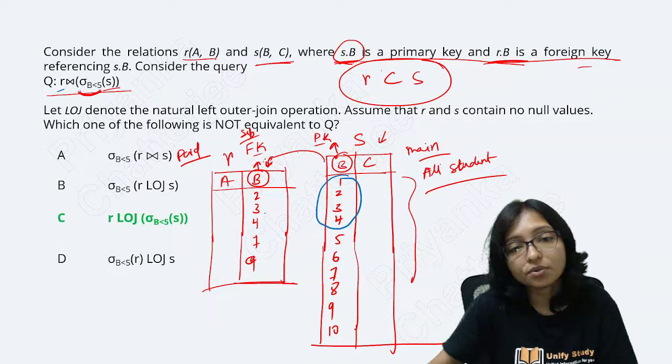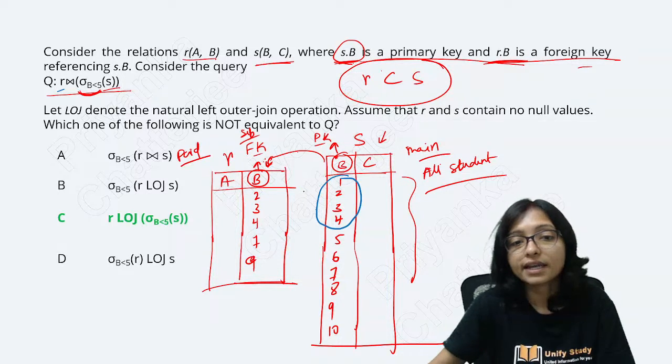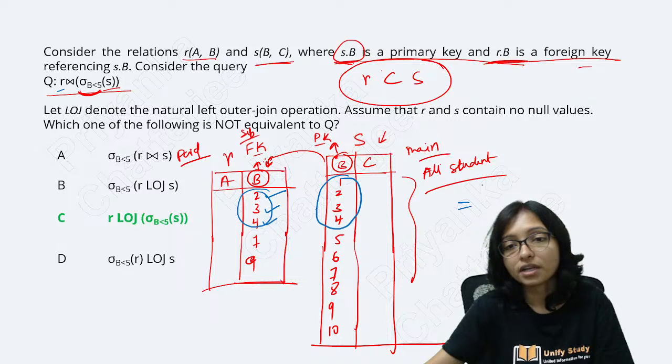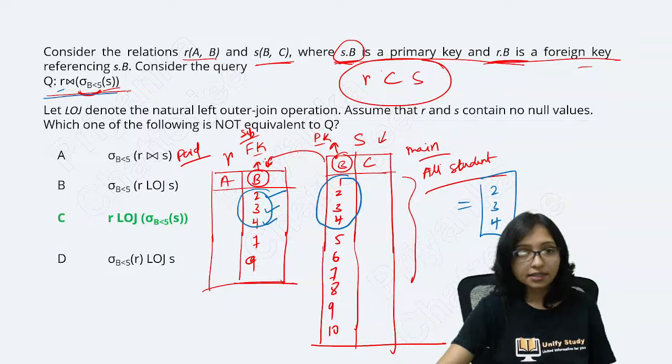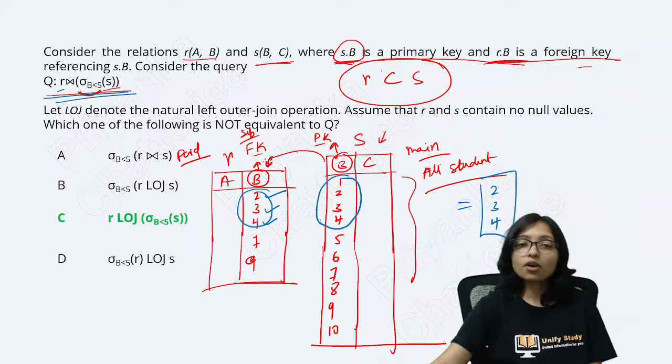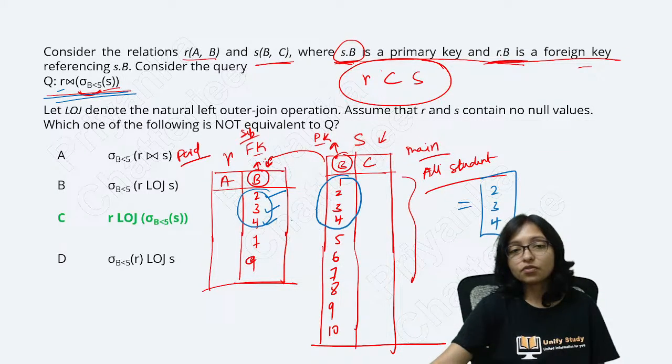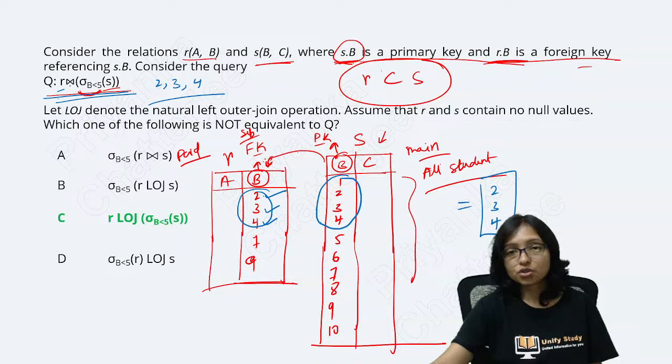Whenever I do natural join, I will get the common part. Here 1 was not there, 2 is present, 3 is present, 4 is present. So ultimately after the natural join, my answer will be 2, 3 and 4. That will be the answer after running this query. Because I took less than 5, that is 1, 2, 3, 4, out of this 2, 3 and 4 are common. So only 2, 3 and 4 will come here, because I am doing natural join.